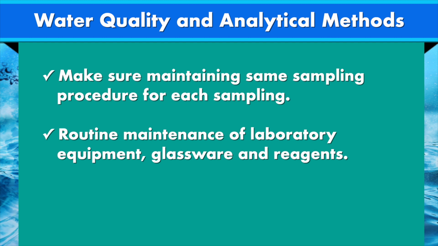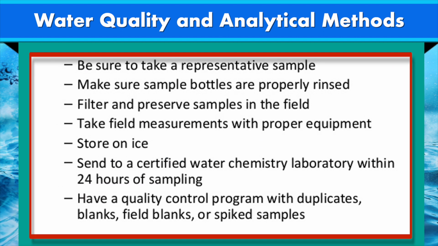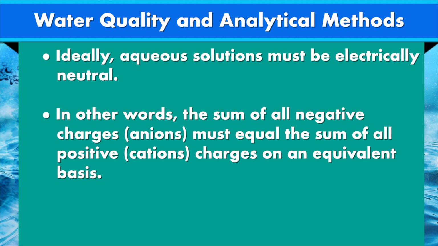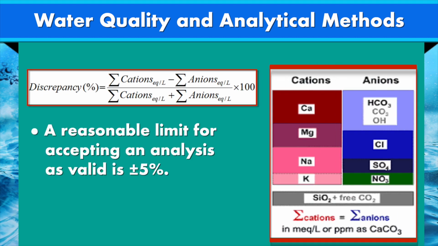It is essential to have routine maintenance of laboratory equipment, glassware and reagents. It helps in enhancing the internal and external quality control of laboratories in an organized manner. After analysis, we also have to check the cation-anion balance. The sum of positive charges should equal the sum of negative charges in solution, that is electroneutrality. The extent of charge imbalance can be characterized by the normalized inorganic charge balance.